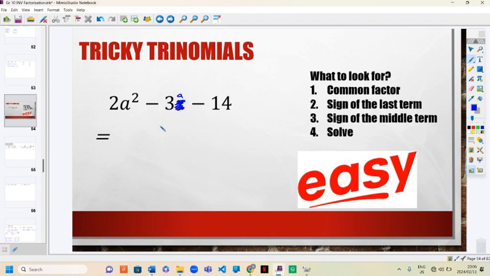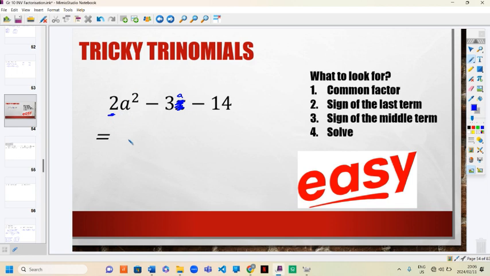Alright, so if I look at this, the first thing I always have to do is look for a common factor. I see that there's no common factor here, but there's something different compared to all the other trinomials that I've done so far in my previous video. Over here, we've got a number in front of a squared, so that's called a coefficient. I've got a coefficient in front of a squared. Now there's something I don't like here, something fishy, so we're going to be doing something a little bit different today.